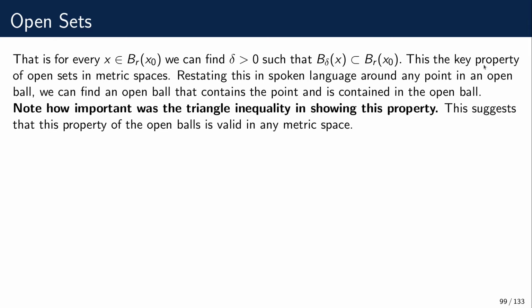This is the key property of open sets in metric spaces, and in fact of open sets in general. Restating this in natural language: around any point in an open ball, we can find an open ball that contains this point and is entirely contained in the original ball. Of course, to prove this, the key property of the distance function that we used was the triangle inequality.